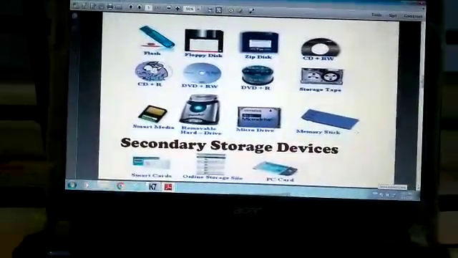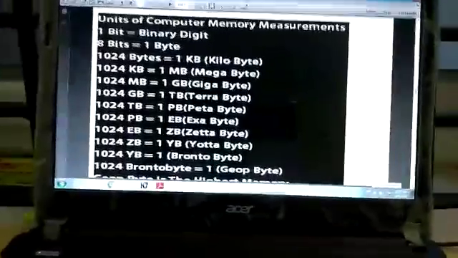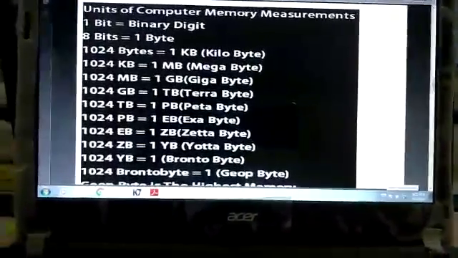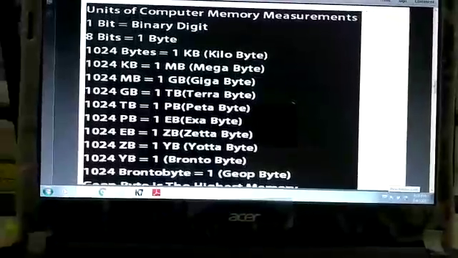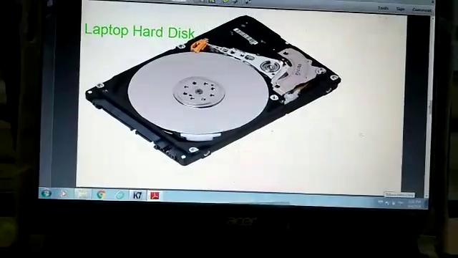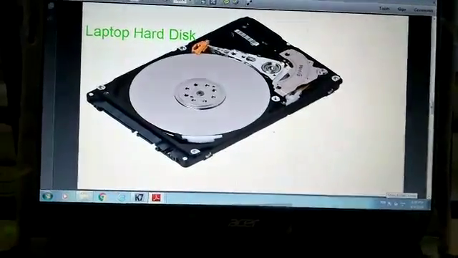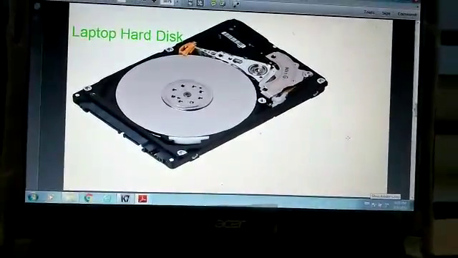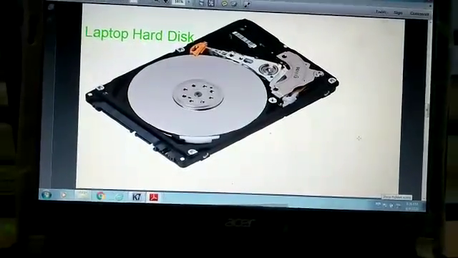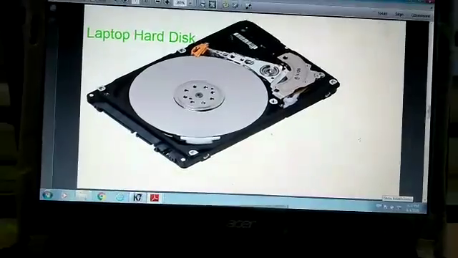Okay, so the next is, already we know this, it's a small recap. Units of computer memory measurements. Just have a look at it. And here comes the real topic, hard disk. As we saw in the picture, hard disk, CD, DVD, pen drive. So first is the hard disk.